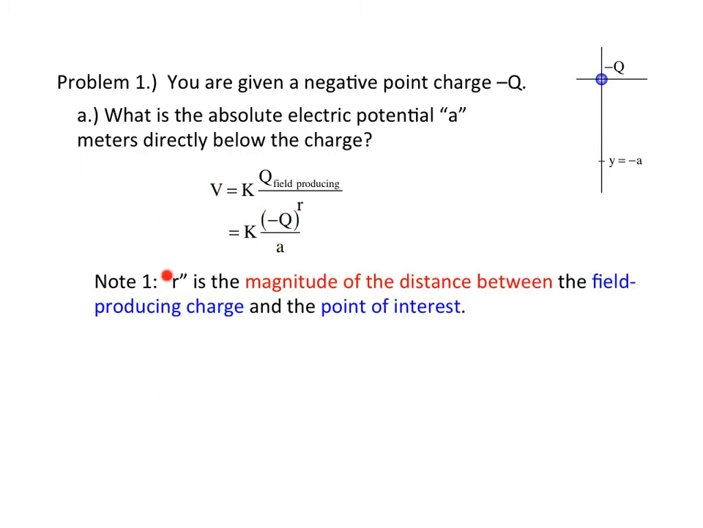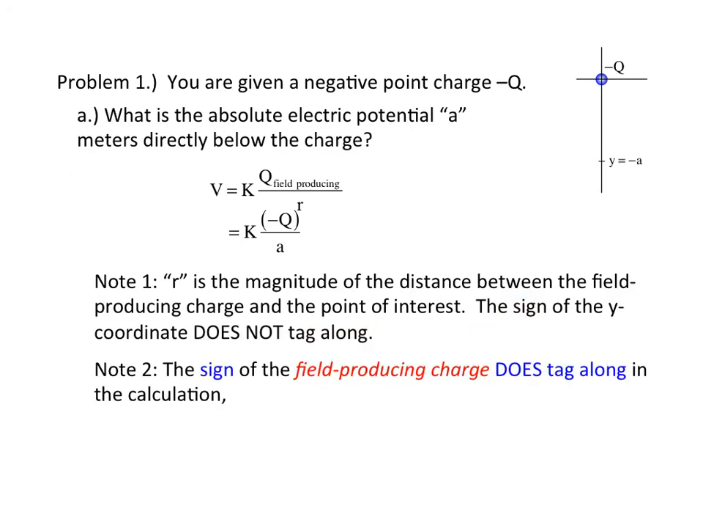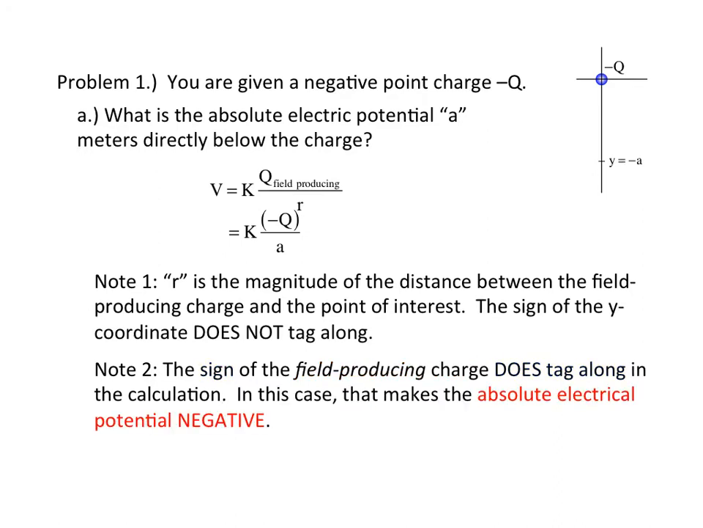Observation number one: r is the magnitude of the distance between the field producing charge and the point of interest. That means the r in this relationship is going to be a, not minus a. You don't have the sign of the coordinate tag along. You do, on the other hand, have the sign of the field producing charge tag along. The consequence of all of this is that the electrical potential that's generated by a negative charge is itself going to be negative.